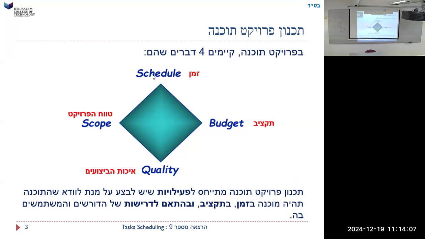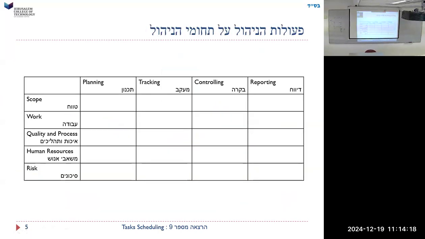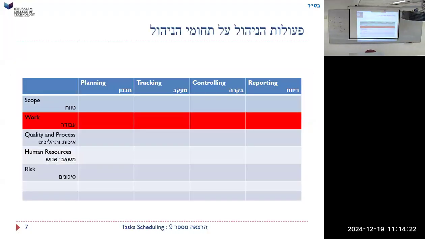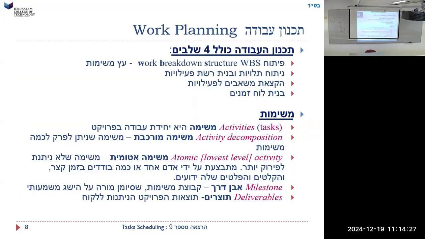So I guess there are 4 parts of every project: the schedule, the budget, the quality, and the scope. Okay. Let me go forward. So here's work: planning, tracking, control, and reporting. Okay. WBS. That's what we were doing. Work breakdown structure. That was what that thing was.